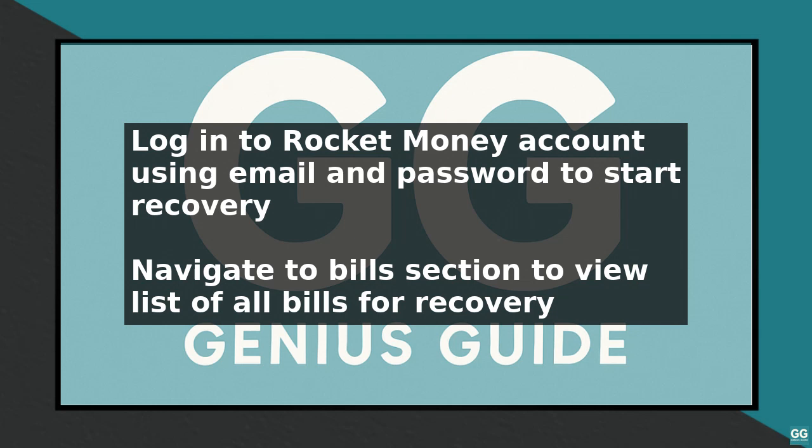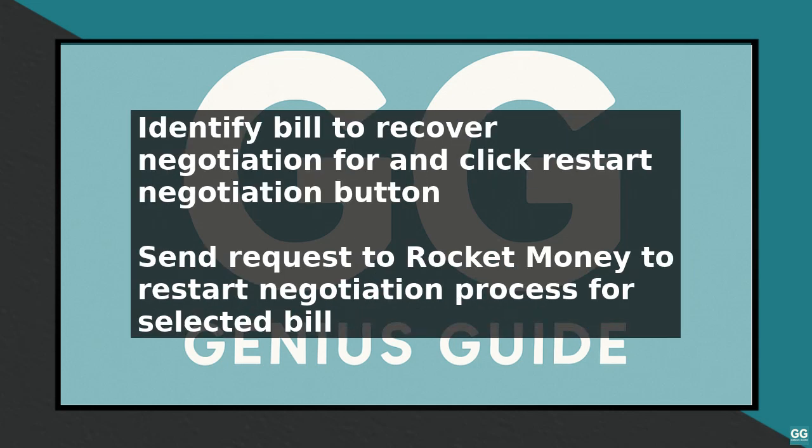Step 1. Log into your Rocket Money account using your email and password. If you have forgotten your password, click on Forgot Password and follow the instructions to reset it. Once logged in, navigate to the Bills section where you will see a list of all your bills.